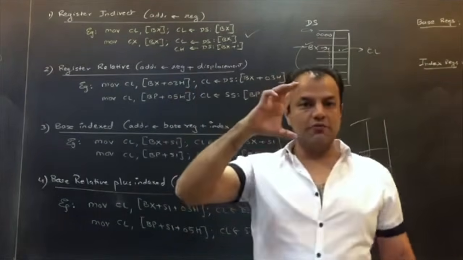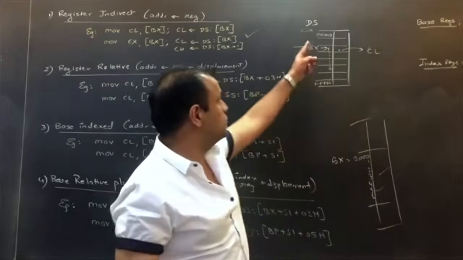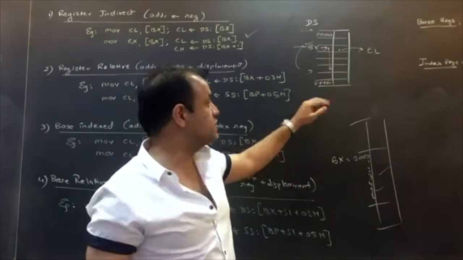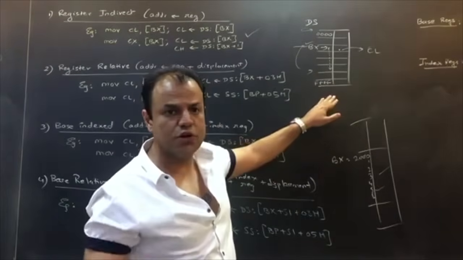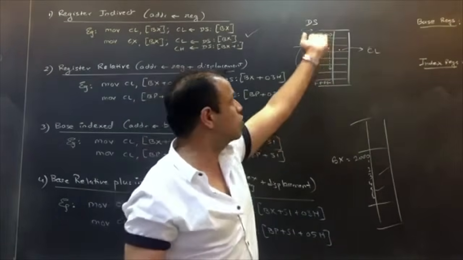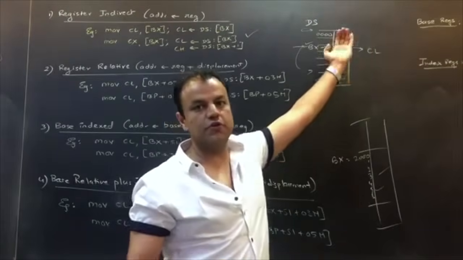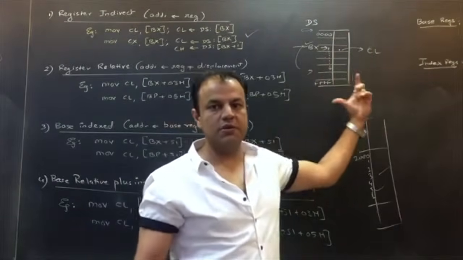What happens? You have to be within your segment. Your segment goes from 0000 to FFFF. So when you write BX plus 1000, students ask, so what if the number crosses FFFF? No issues. If it crosses FFFF, it will roll back to 0000. Even if you write BX minus 1000, if it crosses 0000, it will roll back to FFFF. So whatever you do, it will be within the same segment.